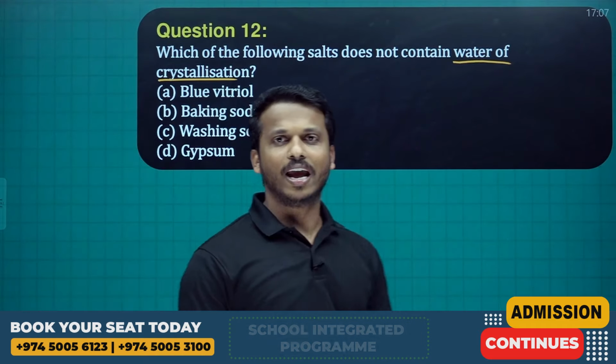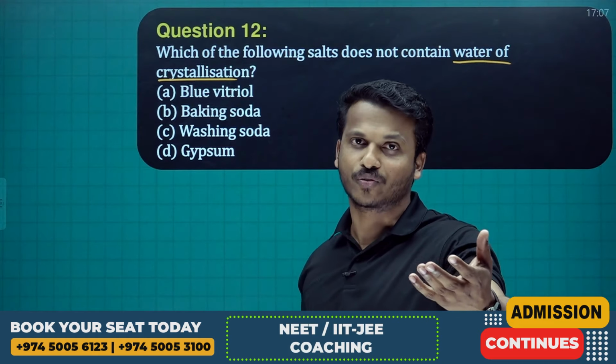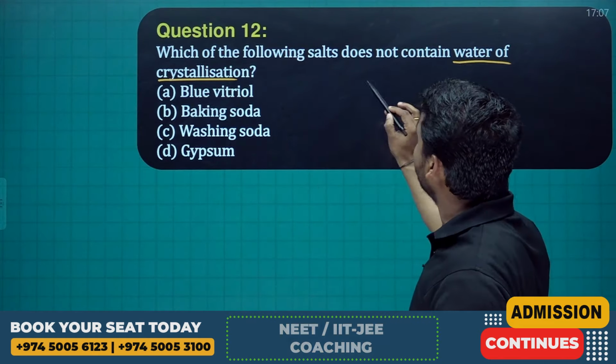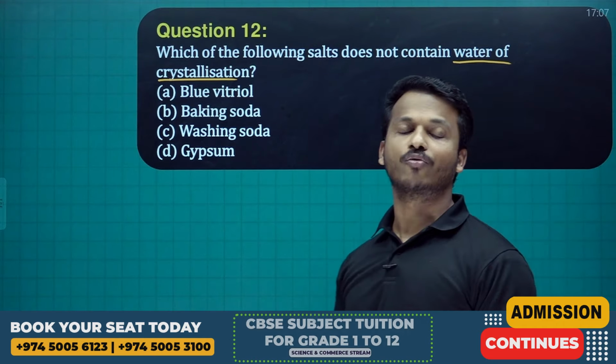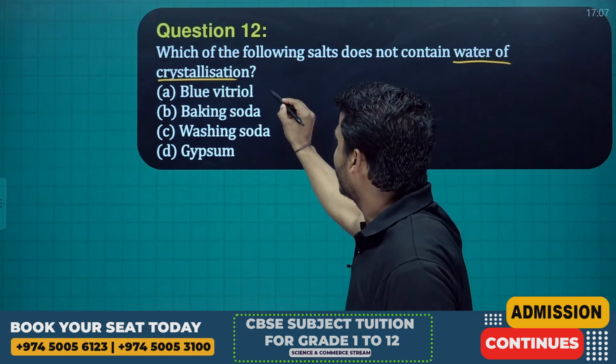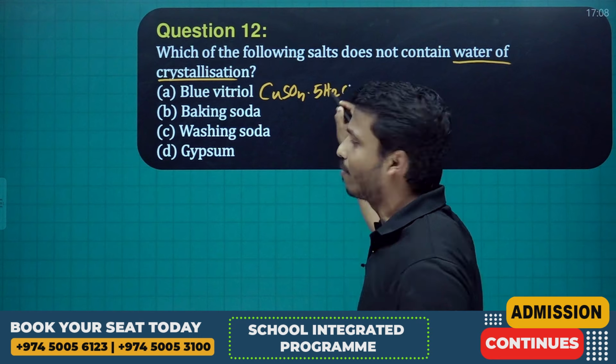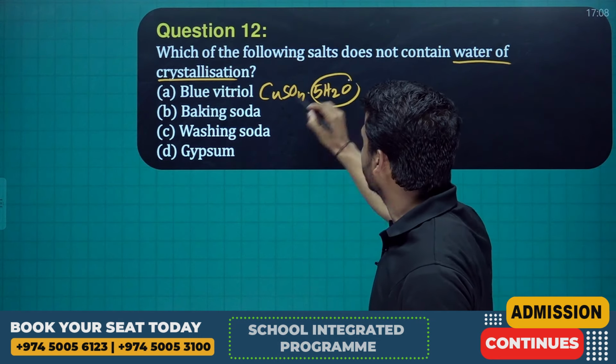I already gave you in one of the slides which species we have to study for water of crystallization. Which of the following salts does not contain water of crystallization? Can you say, my dear? What is blue vitriol? Blue vitriol is copper sulfate 5H2O. That's our blue color one. It has water of crystallization.